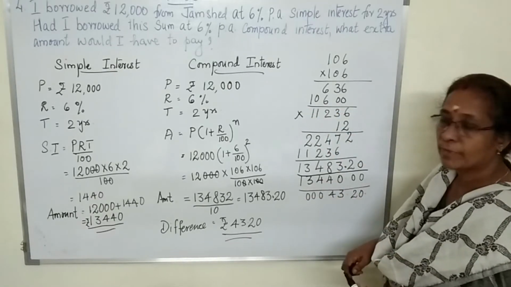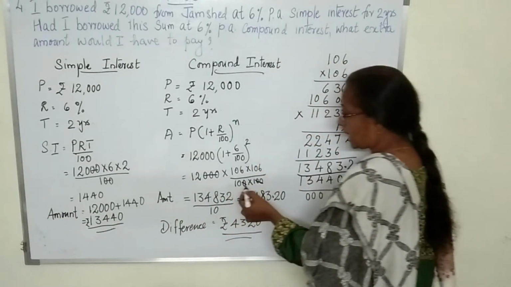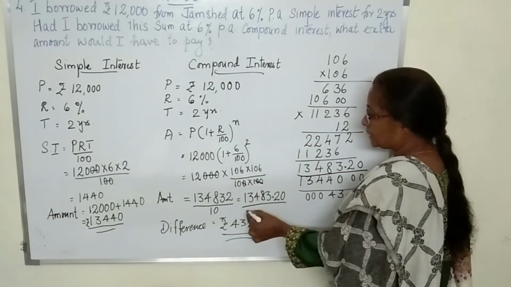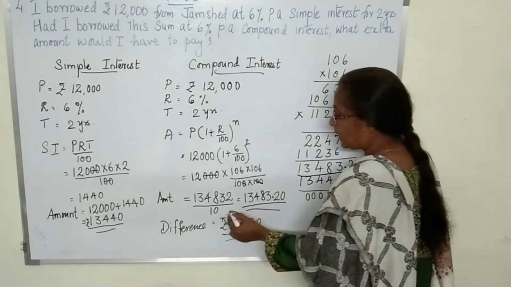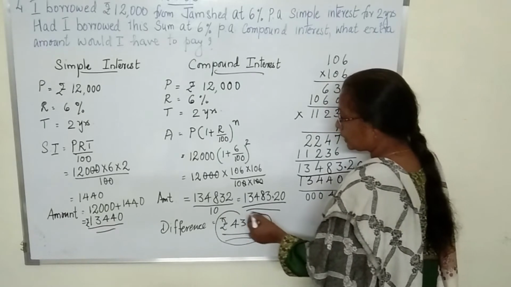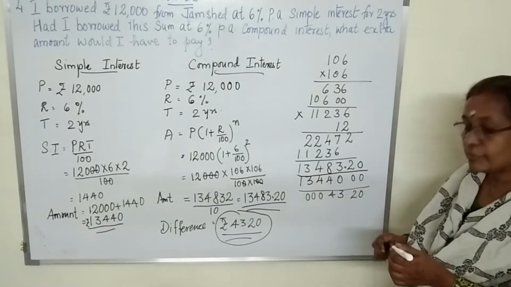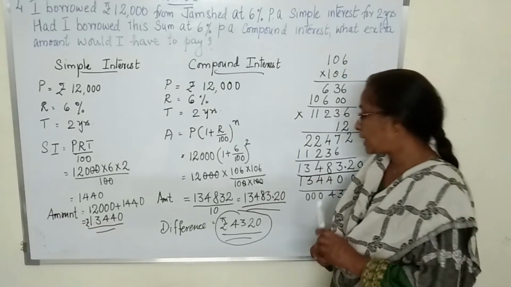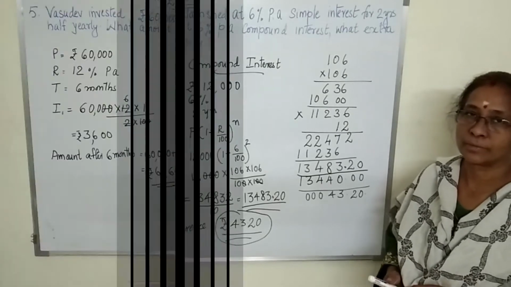Now what we are asked to find out is the difference between this simple interest and this compound interest. So find the difference by subtracting. We get a difference of 43 rupees 20 paisa. That means if we take it for compound interest, he has to pay 43 rupees 20 paisa more.